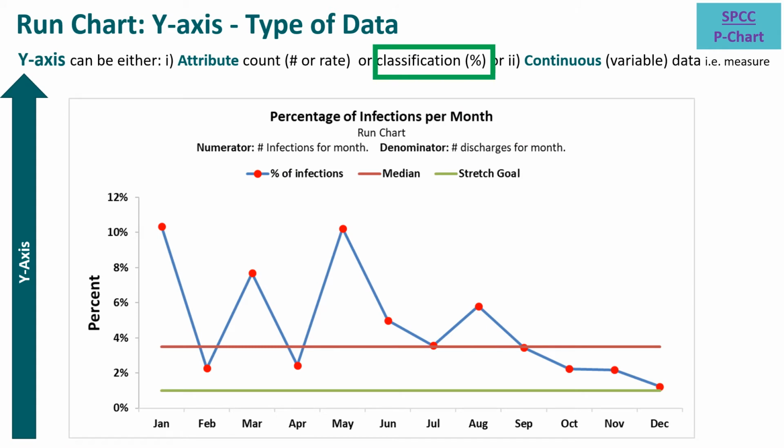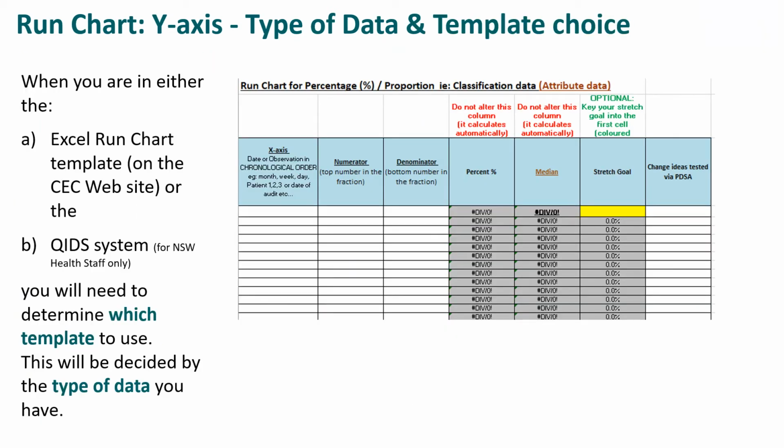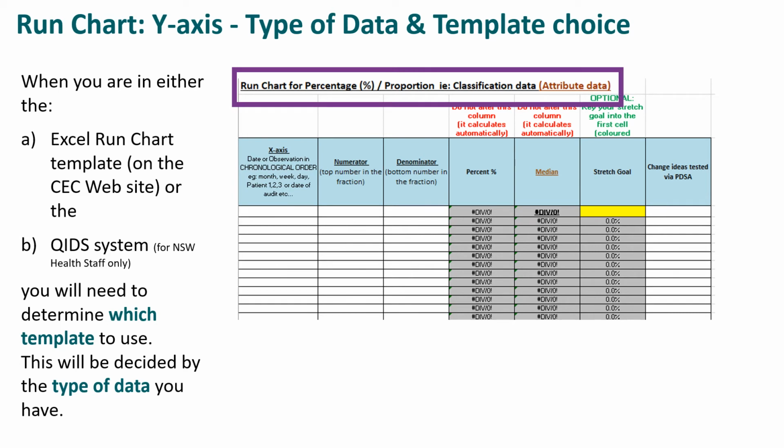In this next example of attribute or classification data, we're looking at the percentage or the proportion of infections per month. So the y-axis in this case is percent. The previous slide, we looked at the percentage of infections. This is classification data, which is a form of attribute data. So you would use the template where you want to calculate a percentage or a proportion.